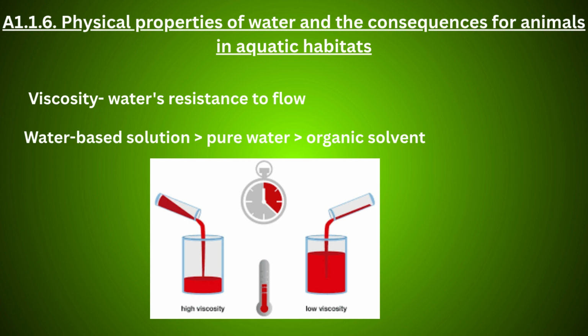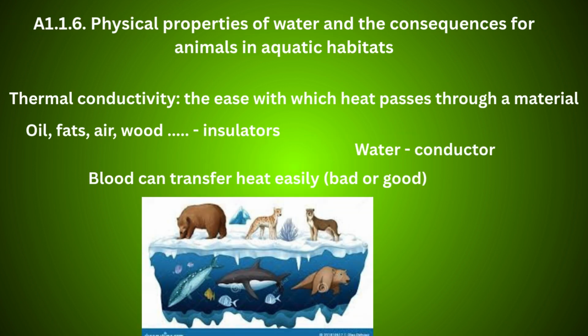There are limits to how much we can dissolve into things like blood before it becomes very resistant to flow. The next physical property that deserves our attention is what is called thermal conductivity. Water is a very good conductor of heat, so heat can transfer easily through water. That can be good or that can be bad. It just depends on the scenario.